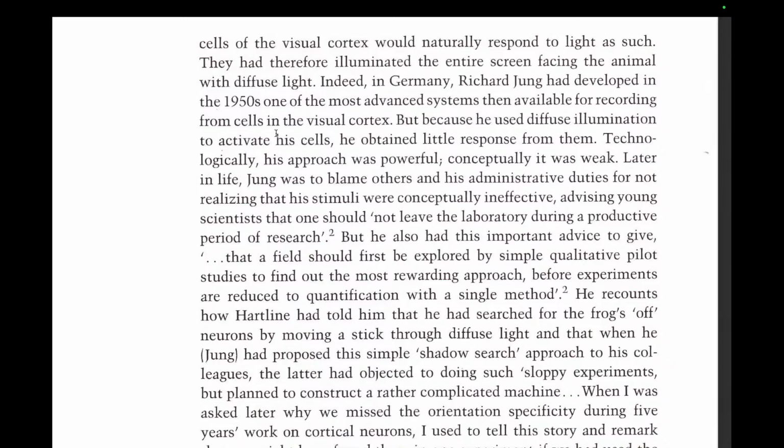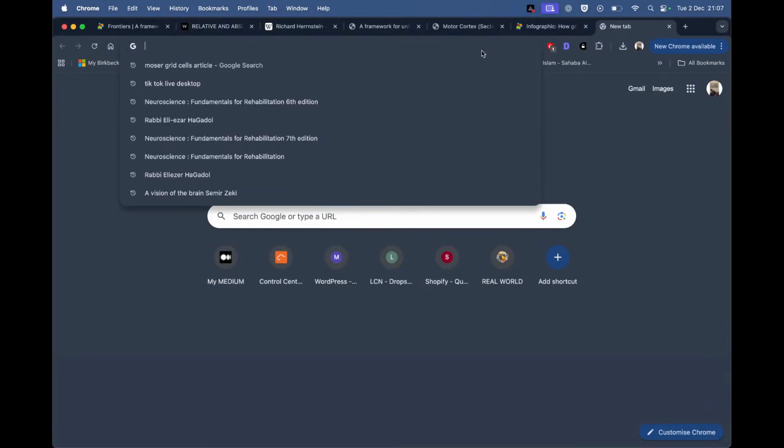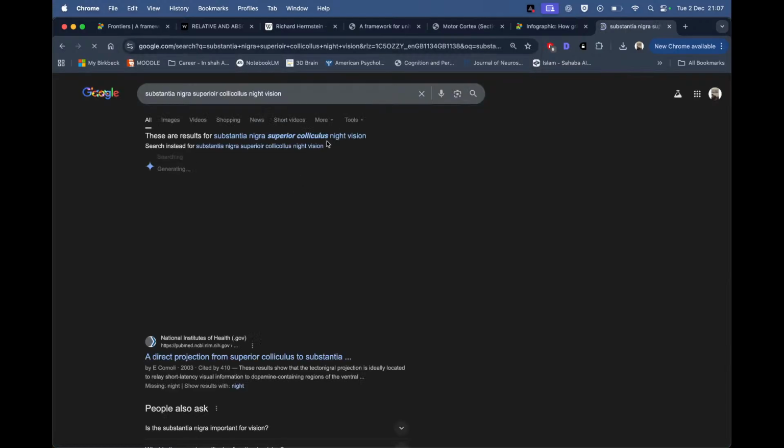Some pick up data, you can say, through object, through shape, and some are responsible for vision when it comes to looking at nighttime. For example, the substantia nigra. Very quickly, I'll show you the substantia nigra and, I think it's the superior colliculus, night vision. Quickly show you here.